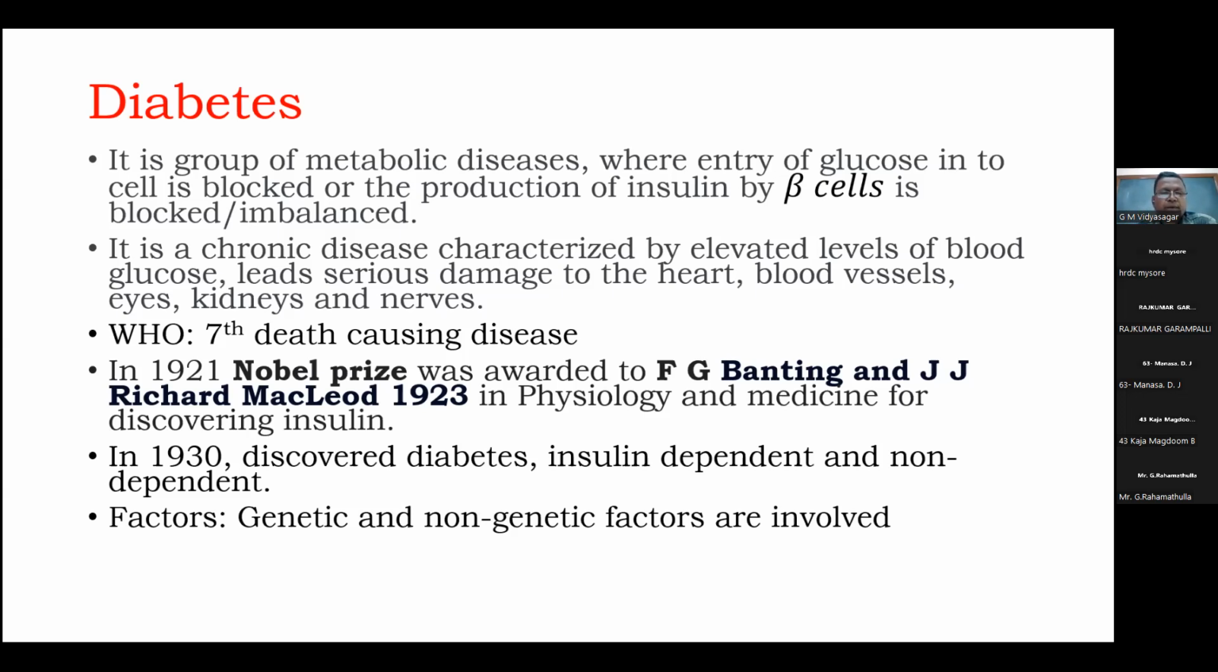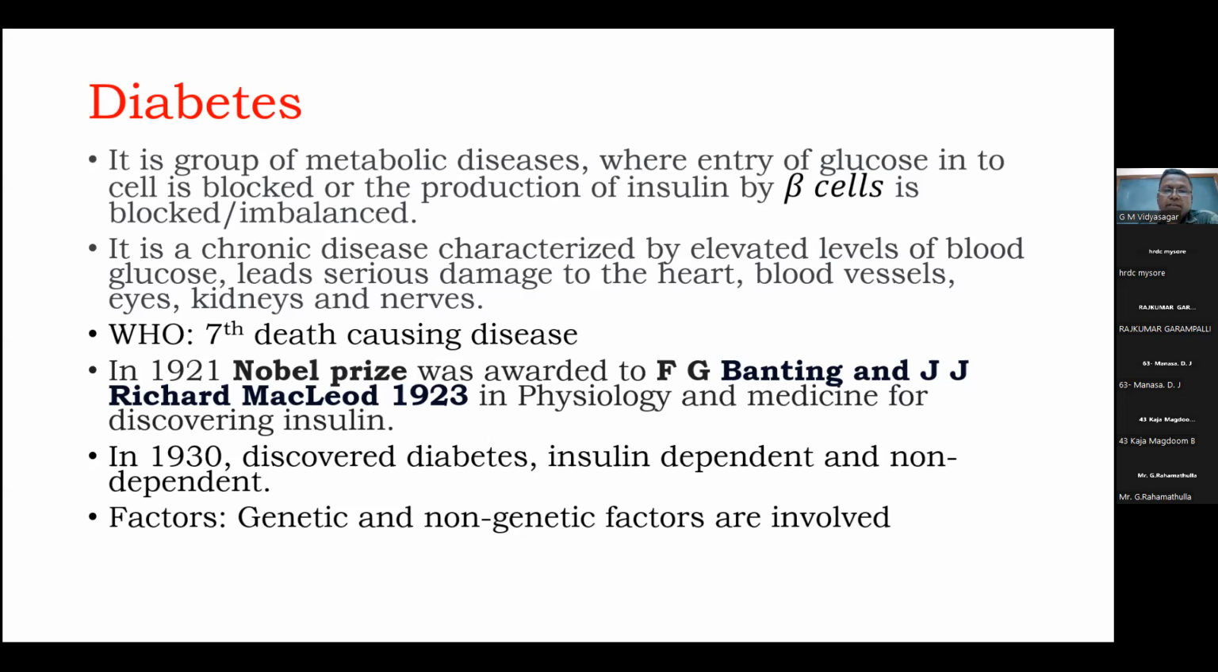The Nobel Prize in Physiology and Medicine was awarded to F.T. Banting and J.J. Richard McLeod in 1923 for discovering insulin. And since then, the research work started on diabetes.